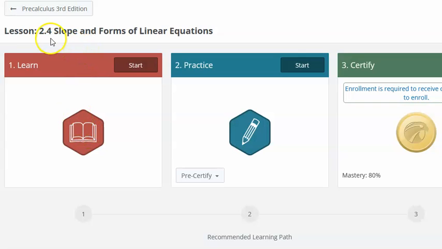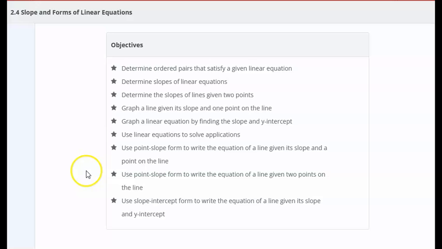In topic 4 of chapter 2, we're going to deal with slope and forms of linear equations. There are a number of objectives that we'll pick up, but if you want to pause and read them over, that would be fine.